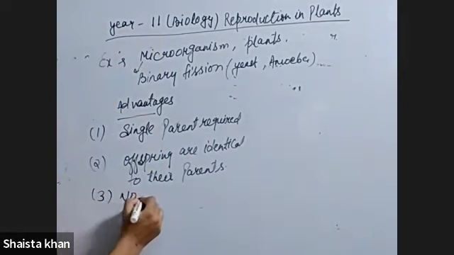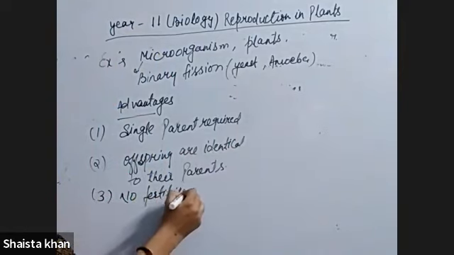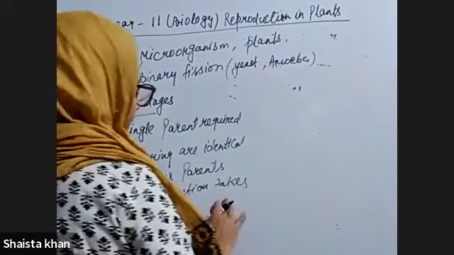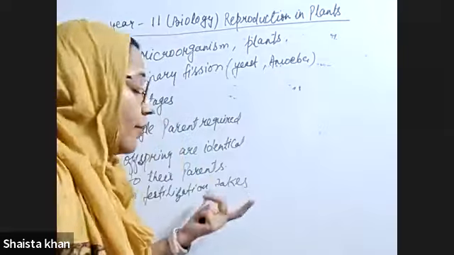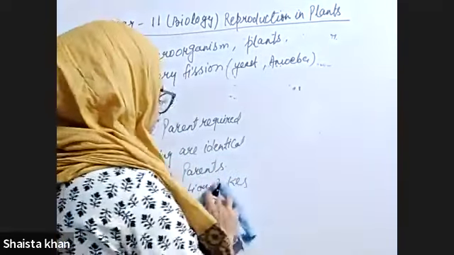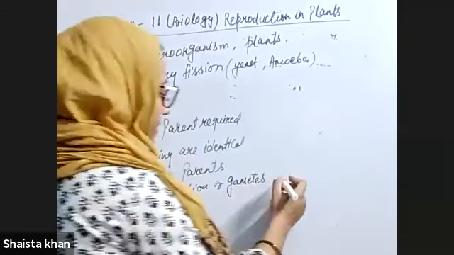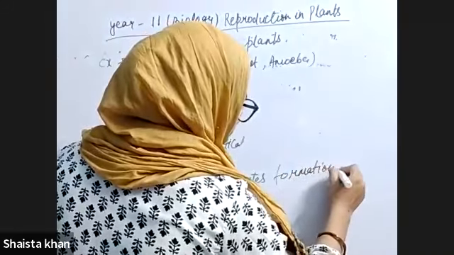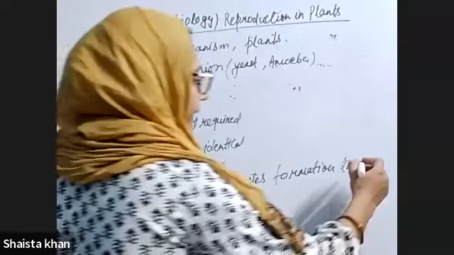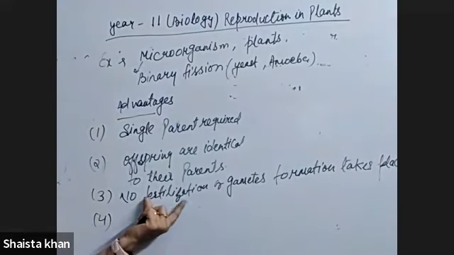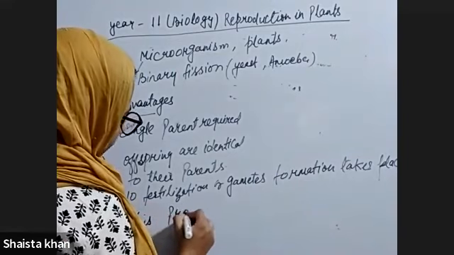No fertilization takes place, or you can say no gamete formation, because to form a gamete, male and female sex cells are required. It is the simplest form of reproduction. This process of reproduction occurs in a very short time.